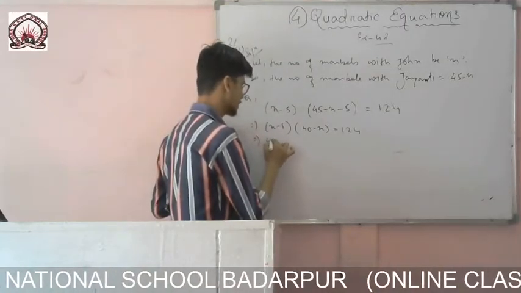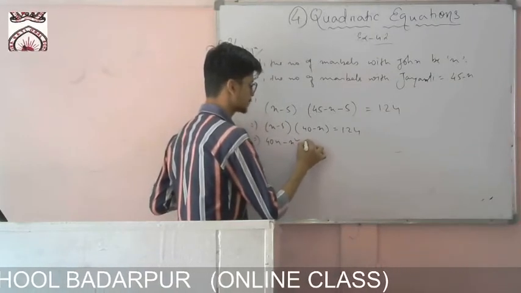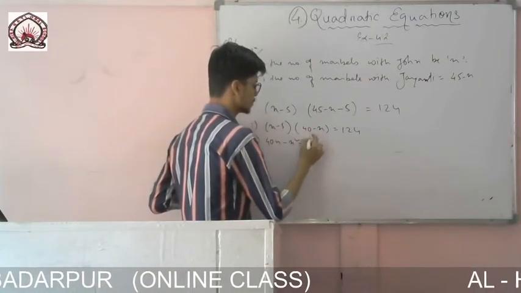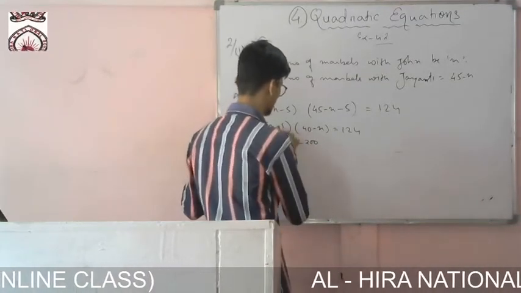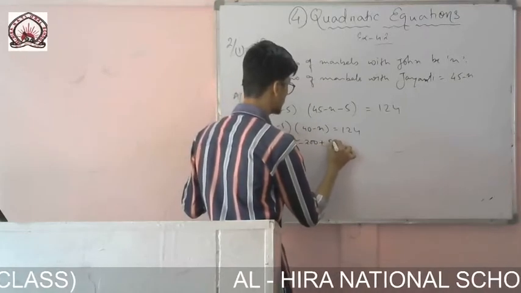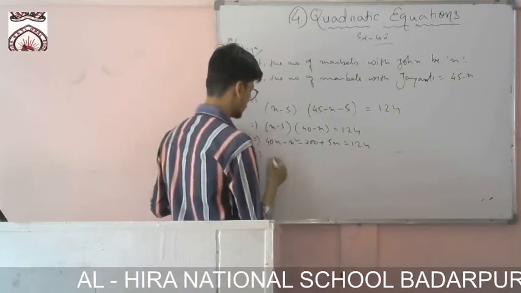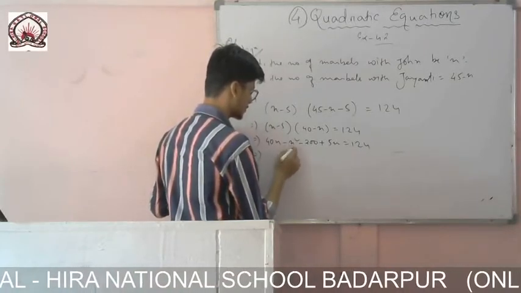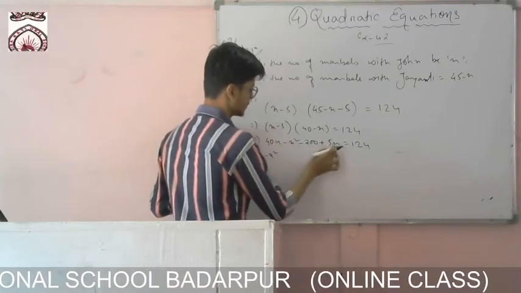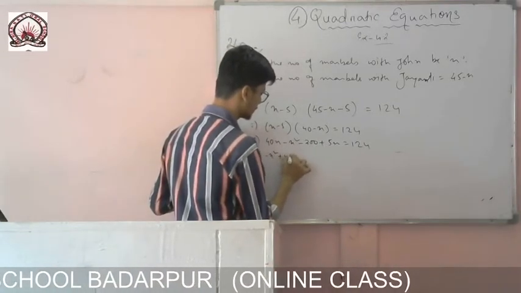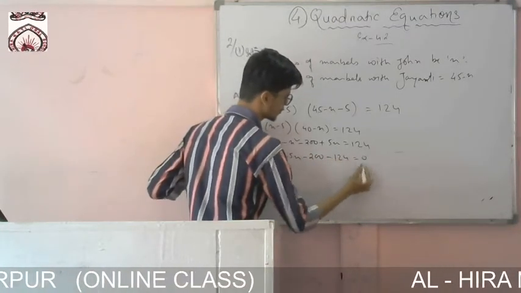So x into 40 is 40x, x into x is x square with a minus sign. So minus 5 fours are 20, so it is 200, and minus minus is plus, 5 into x is 5x, equals 124. So minus x square will come first, then 40x plus 5x, it will be 45x, minus 200, and there minus 124 equals 0.